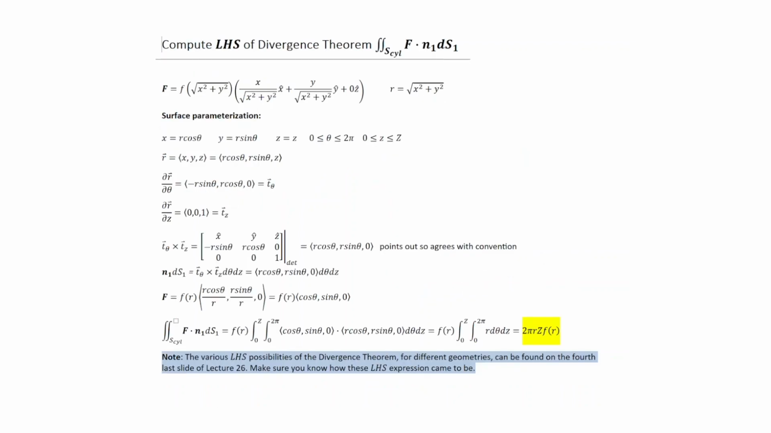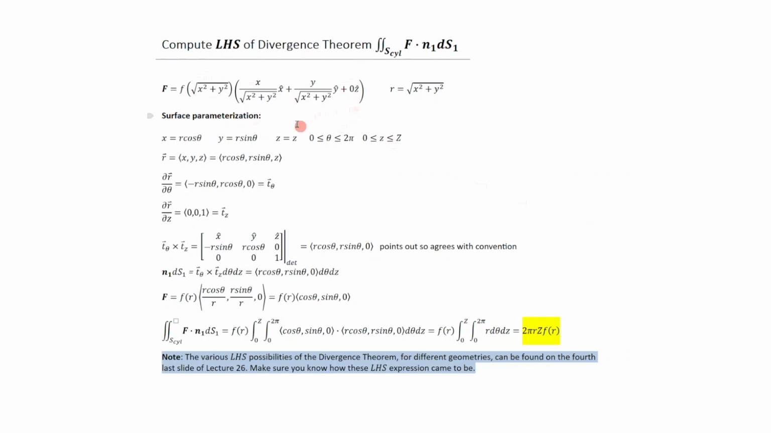All right, so now let's basically compute the left-hand side. We know basically that the field has radial symmetry, so we can write f out in this form. f is some function of r, and this is a unit vector which represents the r hat direction. There's no z component because in cylindrical coordinates r is parallel to the xy plane.